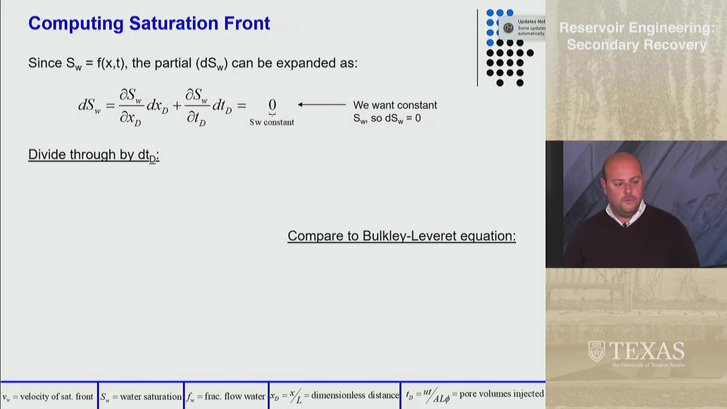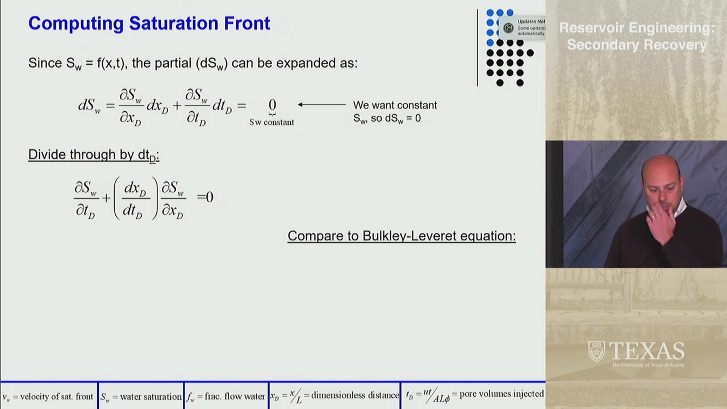And one thing that we said before is that we want a place where the saturation doesn't change, like 0.5. So if the saturation is constant, then that means that dSW, the change in water saturation, is 0. And you may remember from calculus, or from your thermodynamics class, that we can write a differential that's a function of more than one variable like this. Since SW is a function of both space and time, dSW is the partial of SW with respect to xD times dxD, plus the partial of SW with respect to tD times dtD. And again, we want that to equal 0. If we divide through by dtD, you get an equation that looks like this.